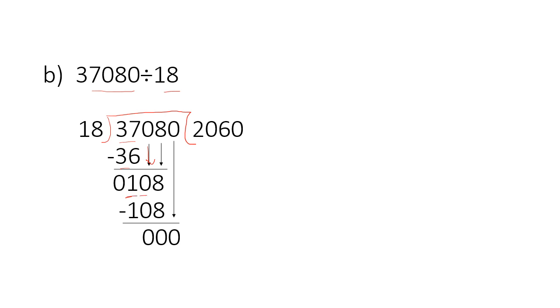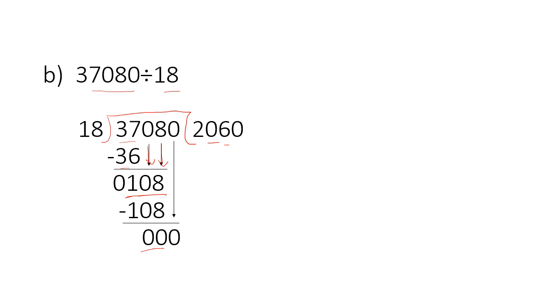Now we are having the number 10. But 10 is smaller than 18, so we have to take the next digit. But before that, we have to put a 0 here. Then only we can take the next digit. So after taking the next digit 8, our number becomes 108. And 18 times 6 is 108. So after subtracting, we get 0.